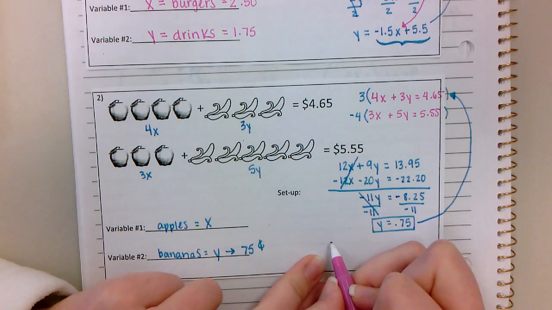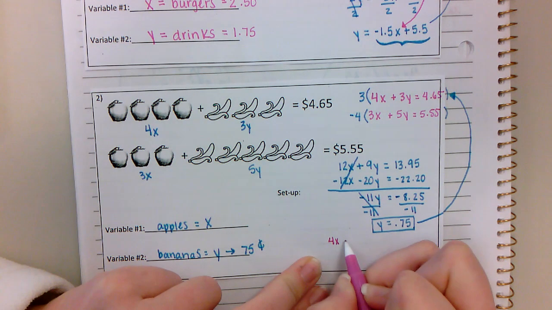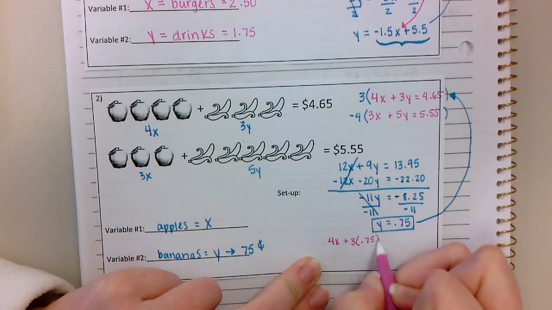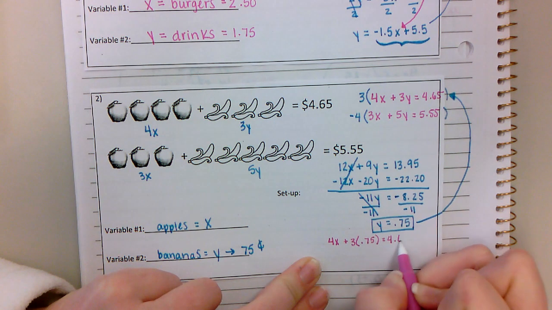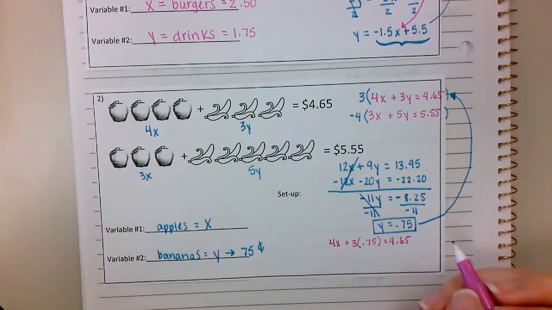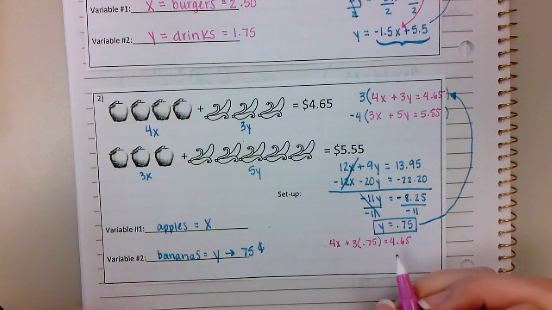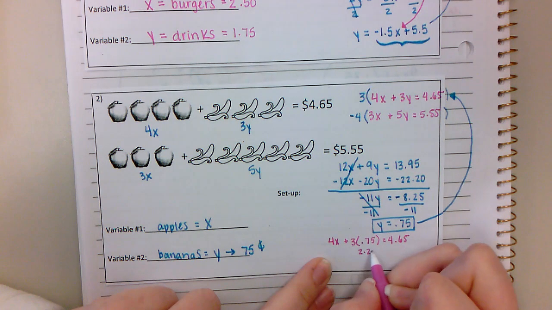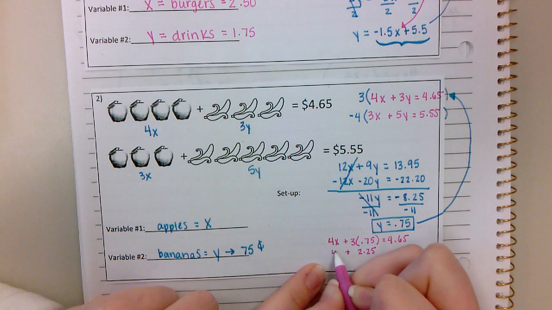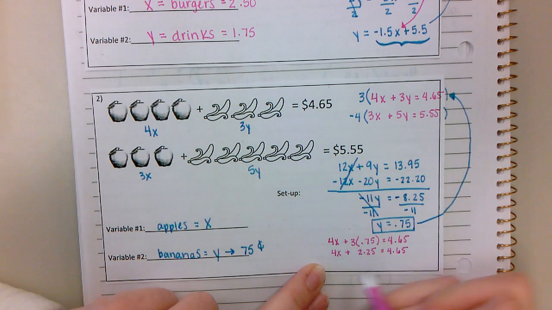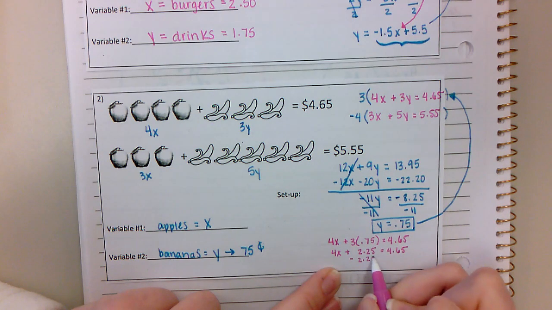So I'm going to write it right here. 4x plus 3 times that 0.75 value equals 465. So we're plugging it back in. Well, 3 times 0.75 actually equals $2.25. Bring this down, and the 465 down. Move this to the other side.